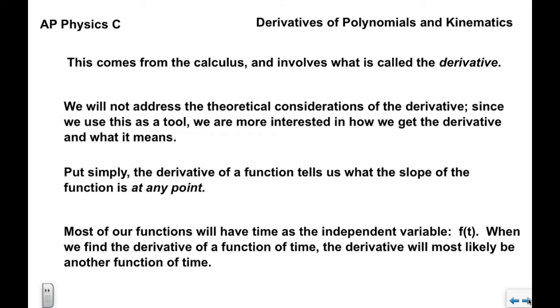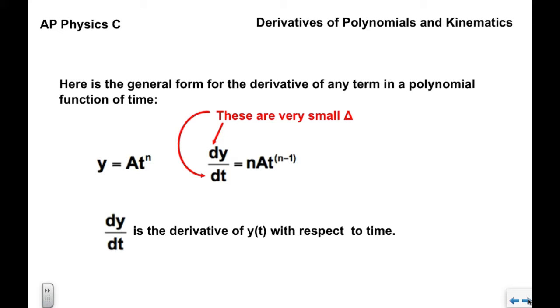Put simply, the derivative of a function tells us what the slope of the function is at any point on the domain of the function. Most of our functions will have time as the independent variable, so it'll be a function of time. When we find the derivative, it will also be another function of time. It's possible that it can be a constant, but we'll see when that happens.